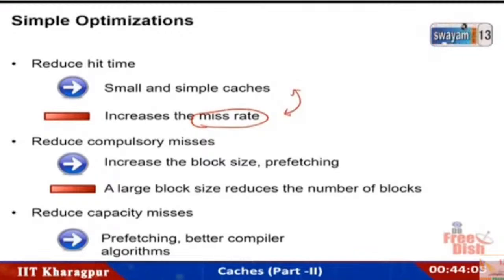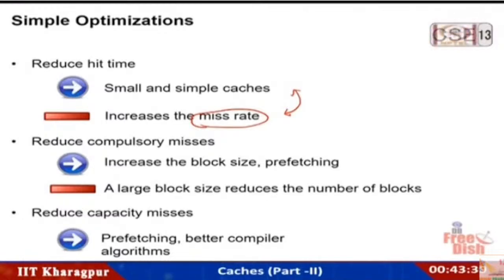To reduce compulsory misses, one thing that we can do is increase the block size. If we increase the block size, so then instead of fetching, let's say, 64 bytes in one go, if we fetch 128 bytes in one go, this will ensure that because of spatial locality, we can reduce the number of misses that would have happened because of a compulsory nature.